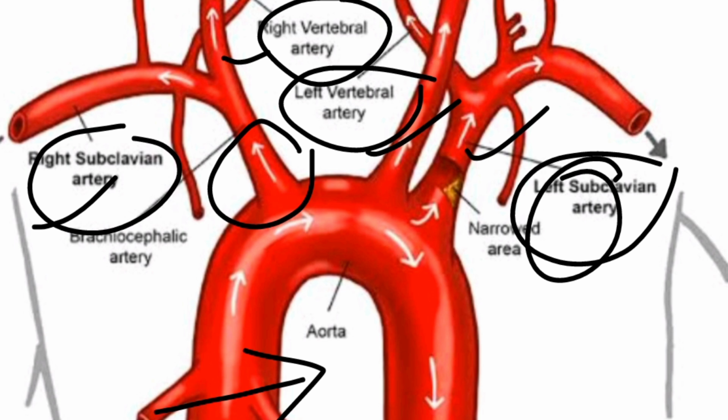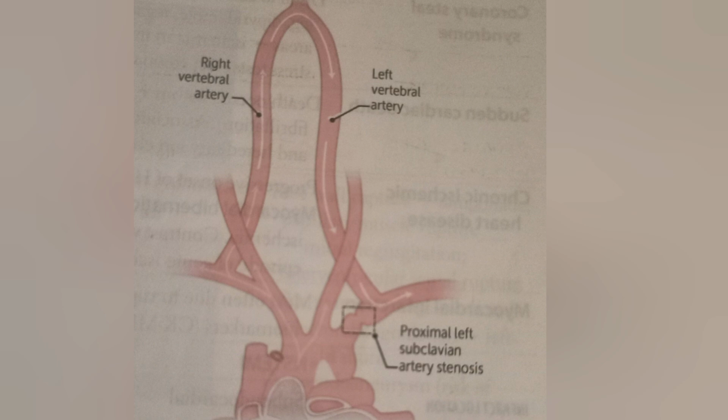So what happens in subclavian steal syndrome? This is a simpler diagram. In subclavian steal syndrome, we have a stenosis in the subclavian artery. We can see in this picture that we have this left subclavian artery, and in this left subclavian artery we have this stenosis or narrowing.